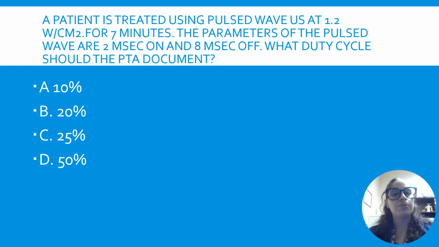So if the machine is going on for 2 milliseconds and off for 8 milliseconds, on for 2, off for 8, the whole time back and forth, that means that it's on only 20% of the time, because out of a total 10, you only have it on 2 at a time. So that's 20% of 10, right? So your duty cycle would be B, which is 20%.